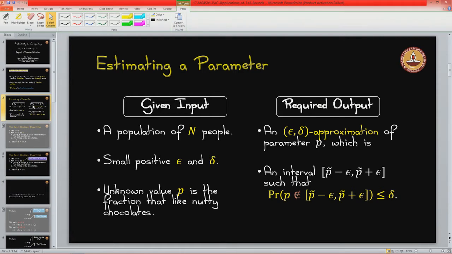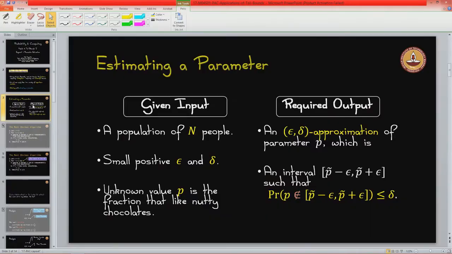What is an epsilon delta approximation? It's basically an interval given by some p tilde minus epsilon to p tilde plus epsilon. So, the epsilon is the error term, and what role does delta play? 1 minus delta is often called the confidence interval. Your estimation should be correct with probability at least 1 minus delta. Another way of stating that is that your estimation can be incorrect with probability at most delta. Okay. So, that is the way I have stated it in this particular case.